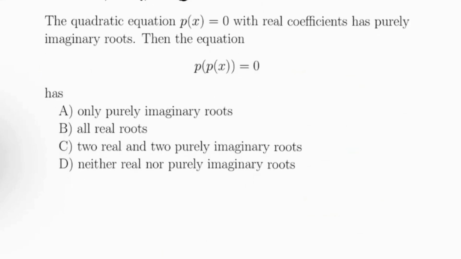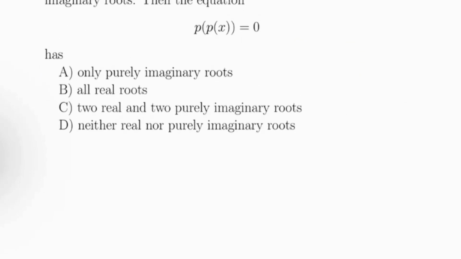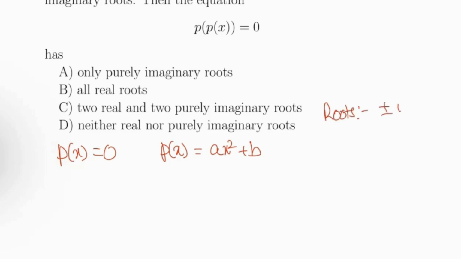This is the third question of the day. It's given that the quadratic equation p(x) equals 0 has real coefficients but has purely imaginary roots. So p(x) will be of the form ax square plus b, because the roots will be of the form plus minus i beta, because it's purely imaginary. So the sum of the roots will be 0, and a, b will be of the same sign.